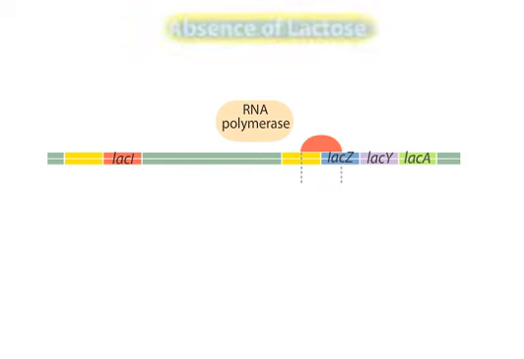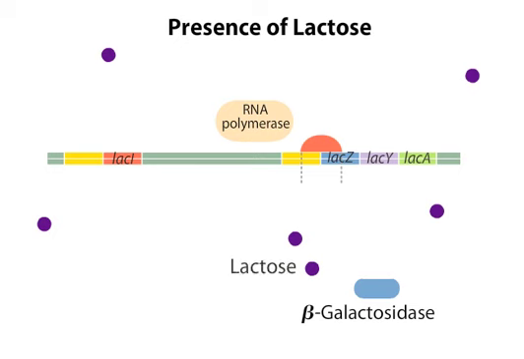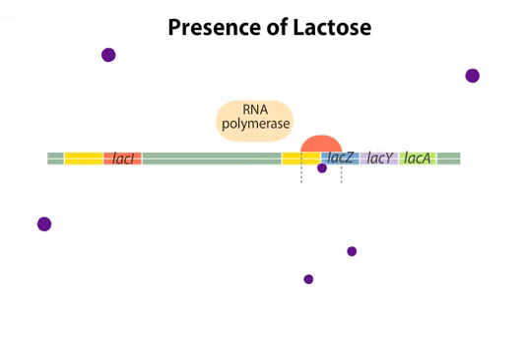When lactose is present, it is readily converted into allolactose, which may then come in contact with the repressor protein. Allolactose binds to the repressor protein and causes a conformational change that prevents the repressor from binding to the operator region of the DNA.